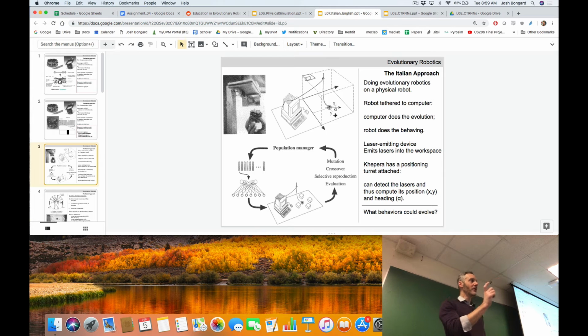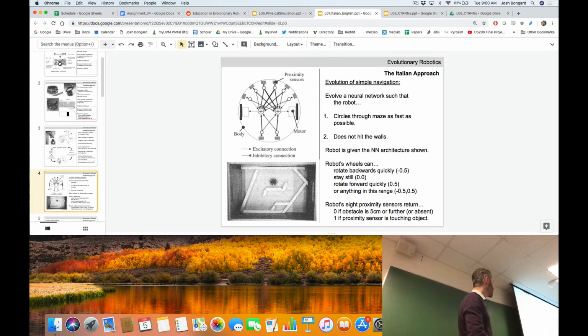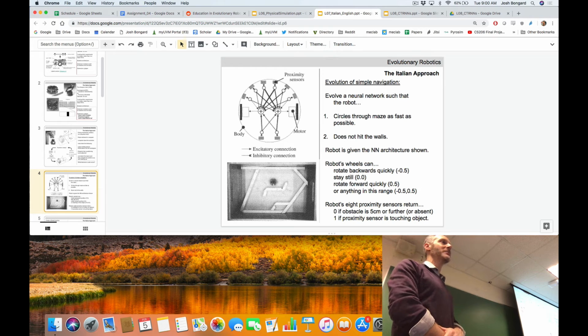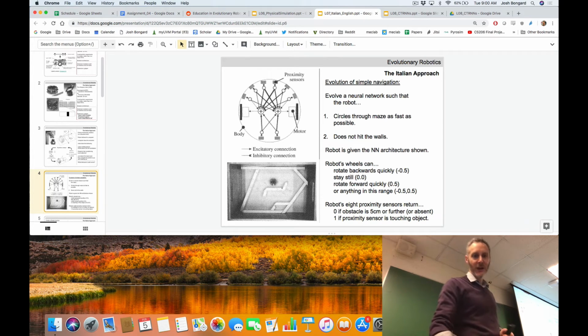So the computer knows where the robot is and where it's headed. The robot does not have that information. The robot has, in this experiment, these simple proximity sensors. So again, not that different from a Braitenberg vehicle. We have 6 of these proximity sensors arrayed along the front of the robot, and a 7th and 8th proximity sensor on the back of the robot.